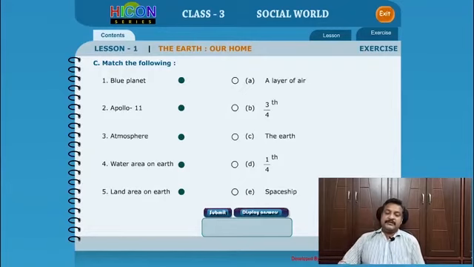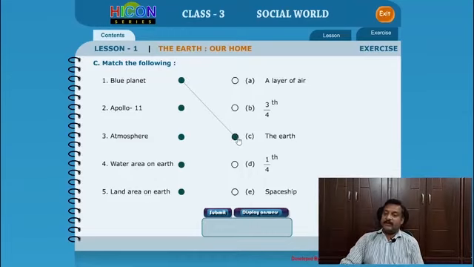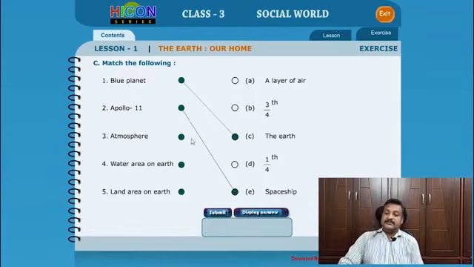So which planet is called the blue planet? Yeah, it's the Earth that is called the blue planet. Now, what is Apollo 11? Apollo 11 was a spaceship in which Neil Armstrong and Edwin Aldrin went to the moon. So we call it a spaceship. Third, atmosphere. What is atmosphere? A layer of air that covers the Earth's surface is called the atmosphere. So we have covered that.